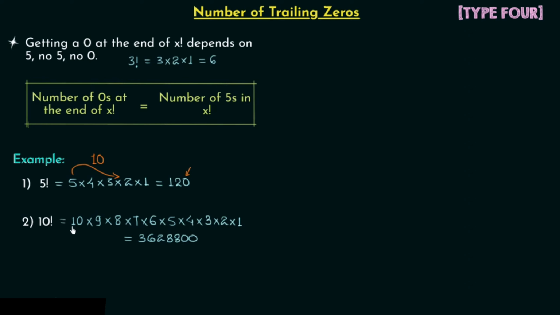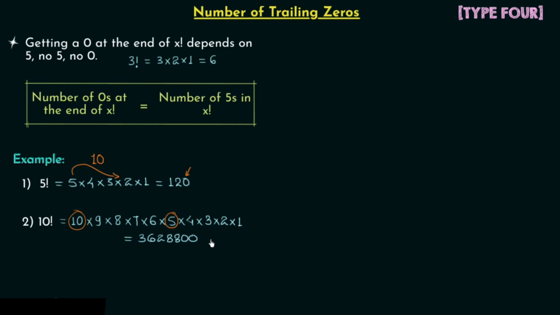And the reason is presence of two 5s in the expansion. Let us find out the two 5s in this expansion. The first 5 is clearly visible and the second 5 can be obtained from 10. 10 is equal to 5 multiplied by 2. So our second 5 is in this 10. So total two 5s are there in the expansion and hence we have two zeros at the end. So I hope you now understand how we are getting zeros at the end of a factorial because of presence of 5s in the expansion.